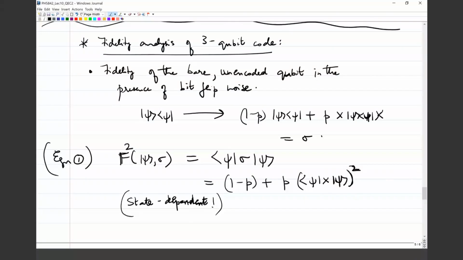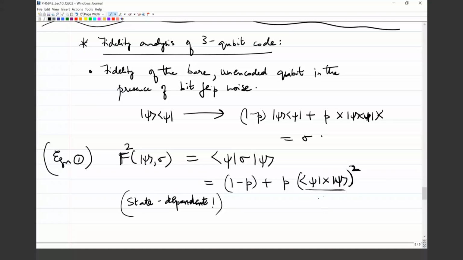And how can you check that? If it's an eigenstate of x, what happens? What is here becomes plus or minus 1. And then the square of that, and then you have 1 minus p plus p, so your fidelity is actually 1. On the other hand, if your state was one of the z eigenstates, which is the 0 or the 1, then you can see that what you have out here is actually 0.